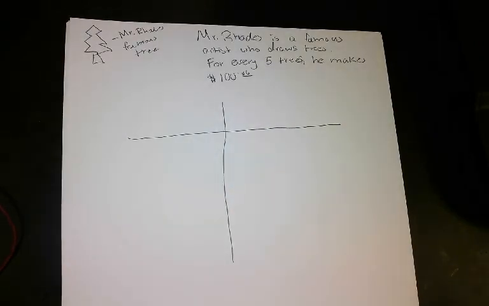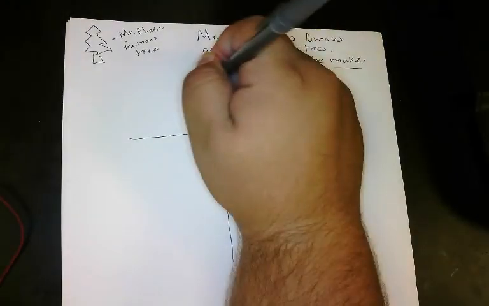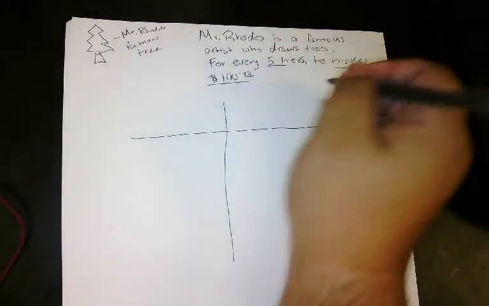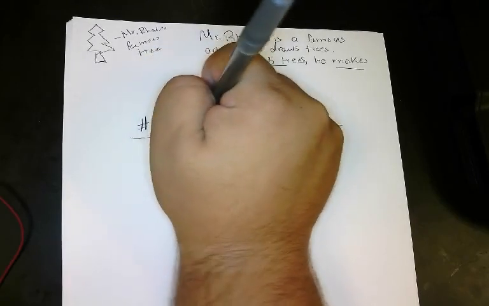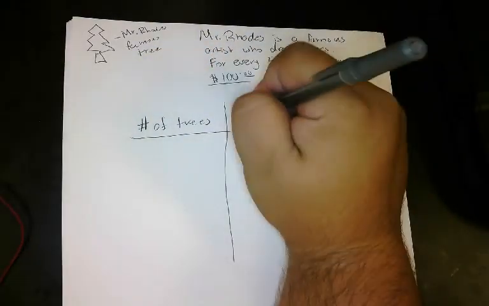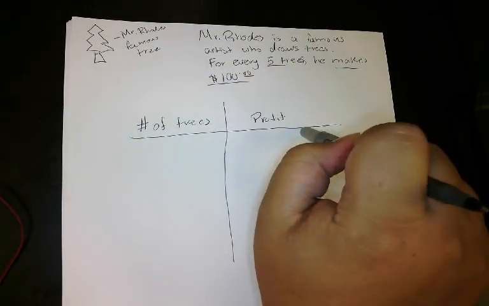So my prompt says, Mr. Rhodes is a famous artist who draws trees. For every 5 trees, he makes $100. So for every 5 trees that I draw, I will be making $100. Okay? So let's look here. 5 trees makes $100, right? So we know that my table is going to be based on the number of trees I draw, and my profit. So the number of trees I draw determines how much money I'm going to make.